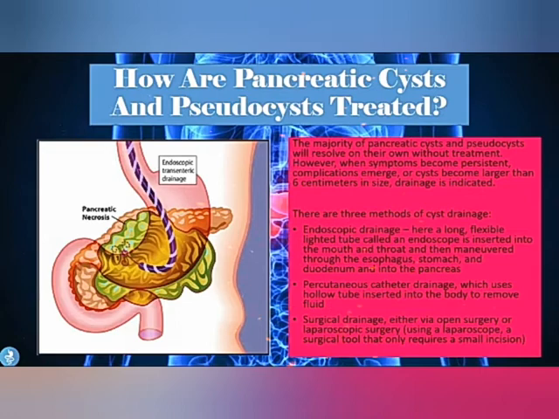The first one is called endoscopic drainage. Here a long flexible lighted tube called an endoscope is inserted into the mouth and into the throat and is then maneuvered through the esophagus, stomach and duodenum into the pancreas. So somewhere here, and we can puncture and suction and endoscopically drain this cyst from here. We can also use percutaneous catheter drainage, and this uses a hollow tube inserted into the body to remove the fluid. And of course we can do surgical drainage either via open surgery or laparoscopic surgery using a laparoscope, a surgical tool that only requires a small incision.